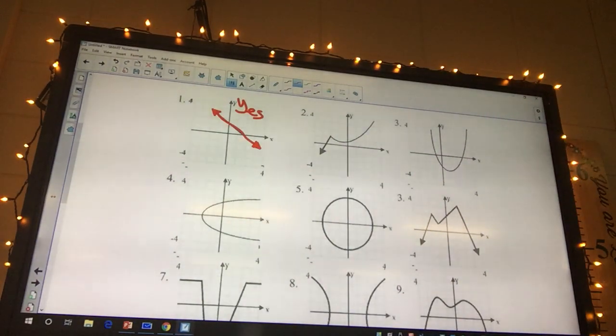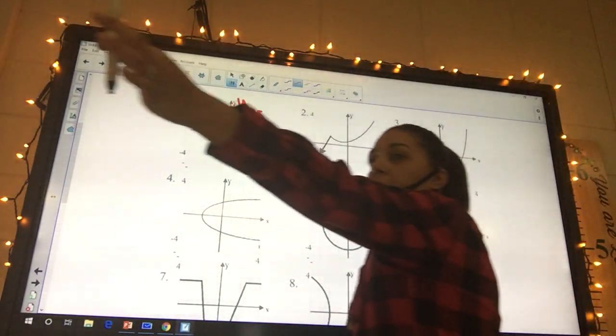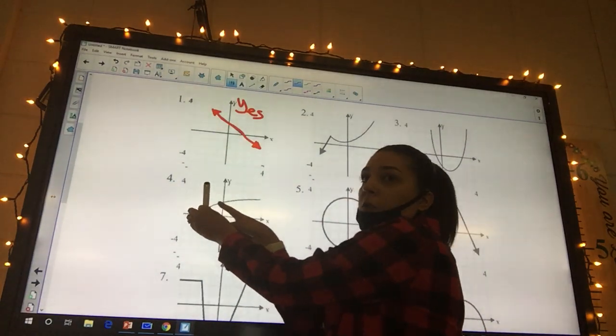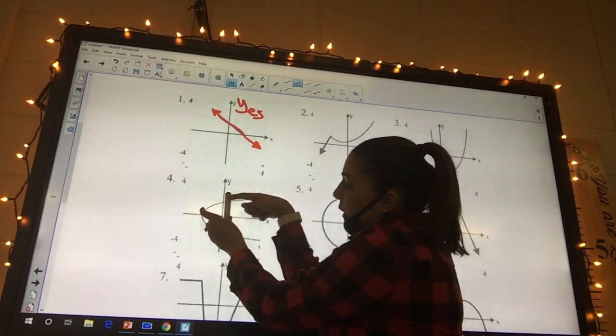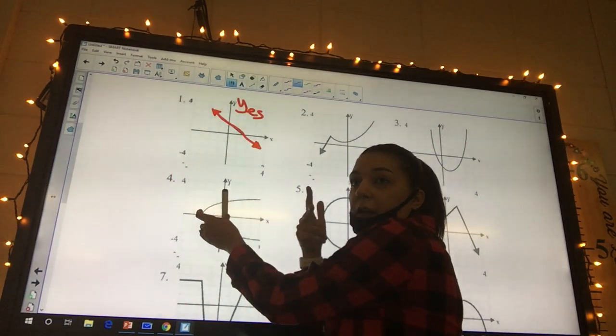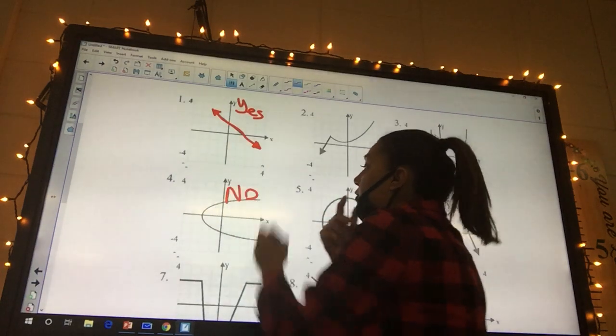Okay, let's look at 4. If I take my pencil and I move it across, right here at the tip it only touches once. But see right here, it touches right here, and it touches right here. It touches your pencil twice at the same spot, right? So that's a no, it's not a function.